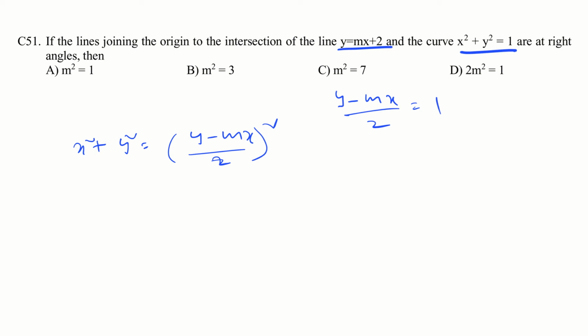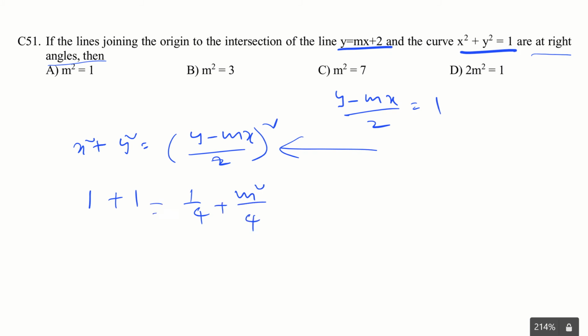Now, because the lines are at right angles, we know that coefficient of x square plus coefficient of y square equal to 0 in this. So writing coefficients of x square and y square, their sum, I have 1 plus 1 on the left hand side, and on the right hand side coefficient of y square, that's 1 by 4, coefficient of x square m square by 4. So that is what you get, and from this I have m square is equal to 7. Let's go to next problem.